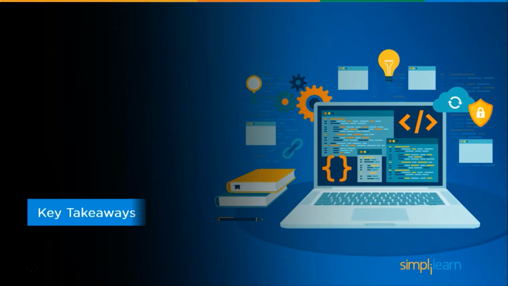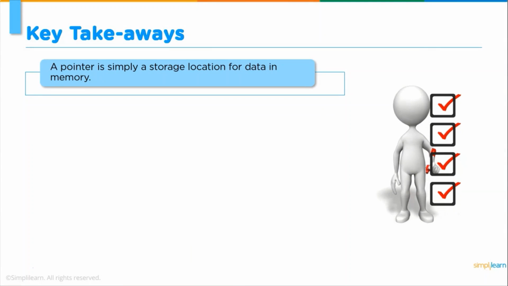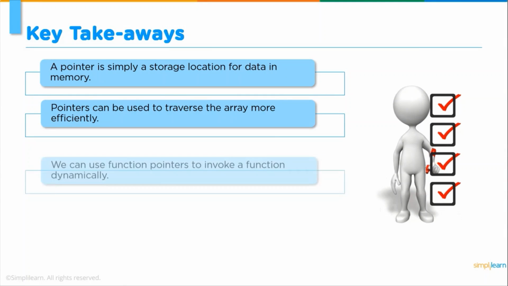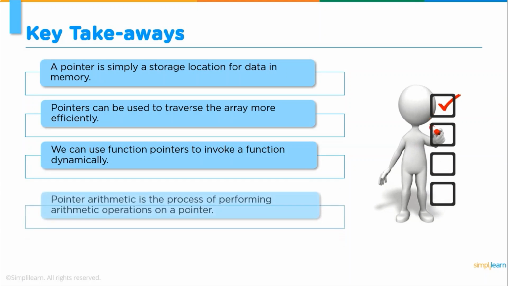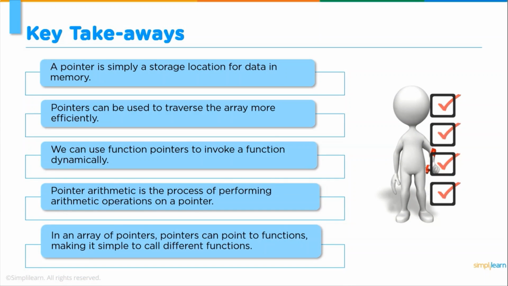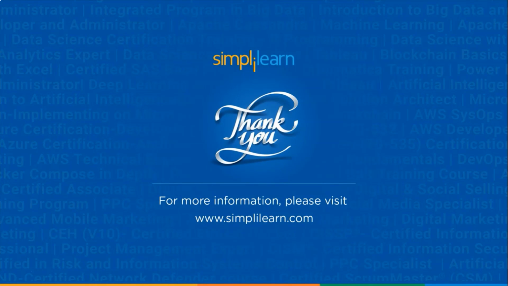At last, let's sum up what we have learned in this session with key takeaways. First up, a pointer is simply a storage location for data in memory. We can use pointers to traverse arrays more efficiently. We can also use function pointers to call a function dynamically. We can perform arithmetic operations on pointers as well. When we define an array of pointers, its elements can also point to functions, making it easier to call different functions at once. And this was all for today's session.